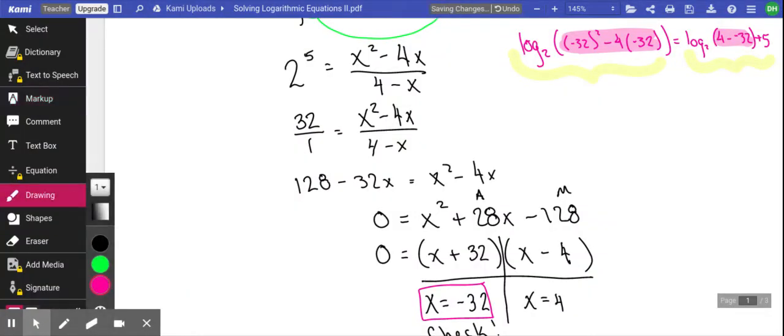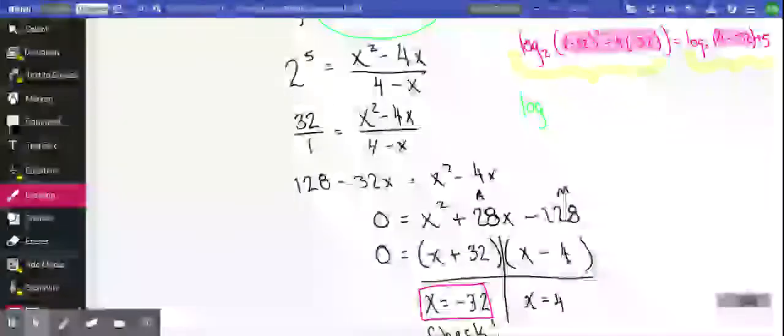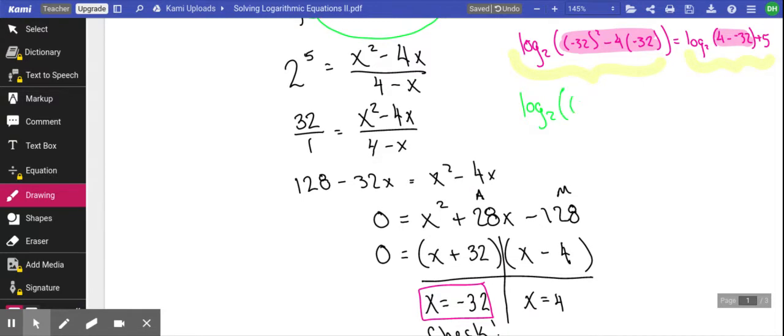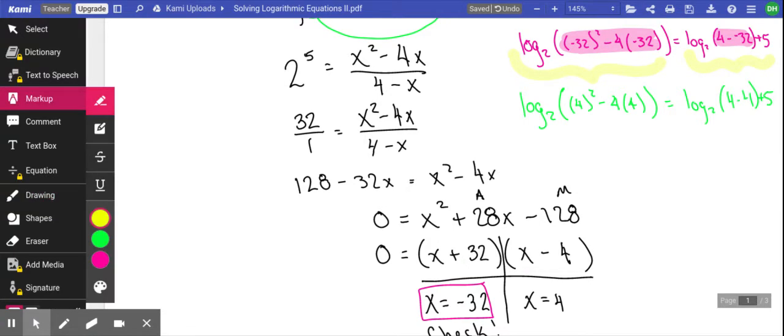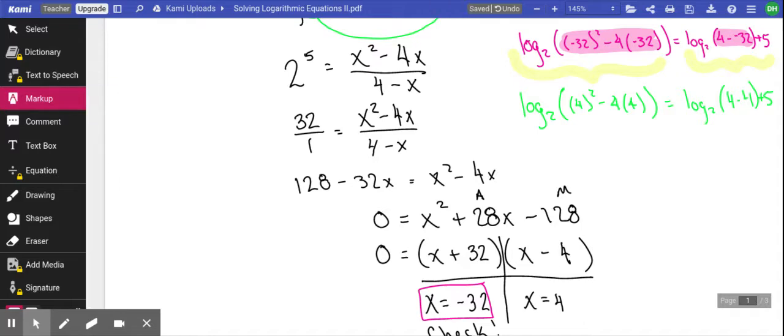Now let's investigate what happens when we substitute the positive 4. So now I've got log base 2, again going back to the original, so it's going to be 4 squared minus 4 times 4 equals log base 2 of 4 minus 4 plus 5. And right away we got some bad news, don't we? So in here, you're going to get 16 minus 16, that's 0. Or over here, you get 4 minus 4, that's 0.